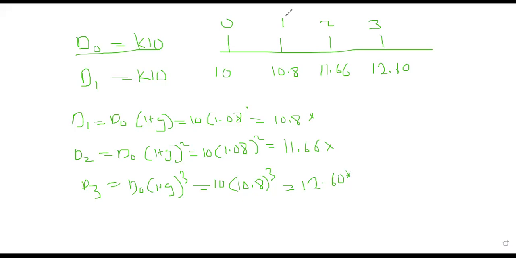Now, this is for the assumption that the growth rate for the first 3 years is 8%. Suppose the growth rate changes from 8% to 6%. Can somebody guess how we get the dividend for year 4? We multiply this by 1.06, which gives 13.35.